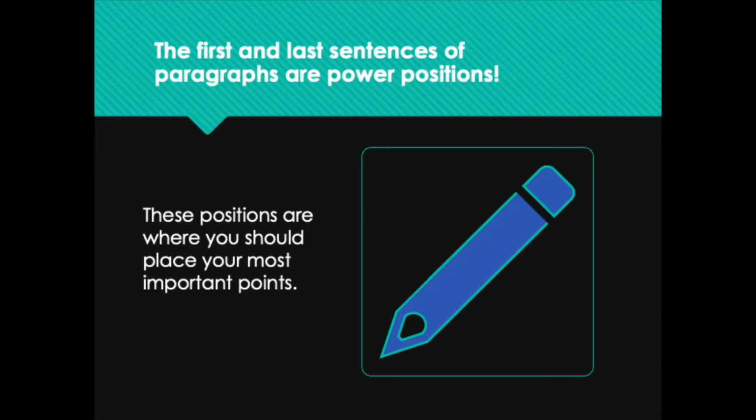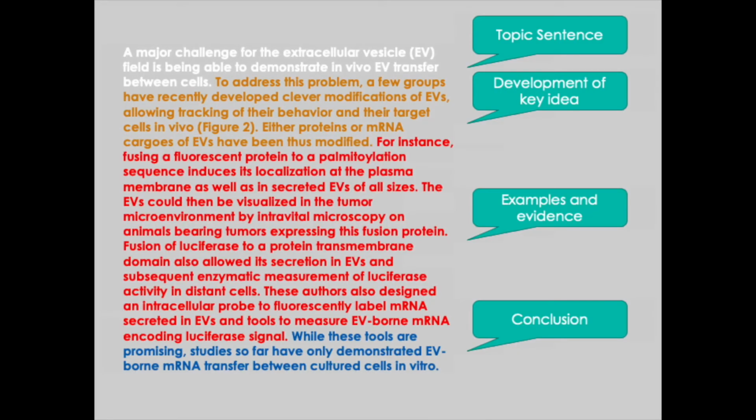Within a paragraph, the first sentence and the last sentence are considered the power positions. This is where you should put your most important points, in that topic sentence and in that conclusion sentence. If we go back to that example paragraph and just read the first sentence and the last sentence, we can see that they're talking about the major challenge and that it has not been accomplished yet. So it holds together rather nicely.